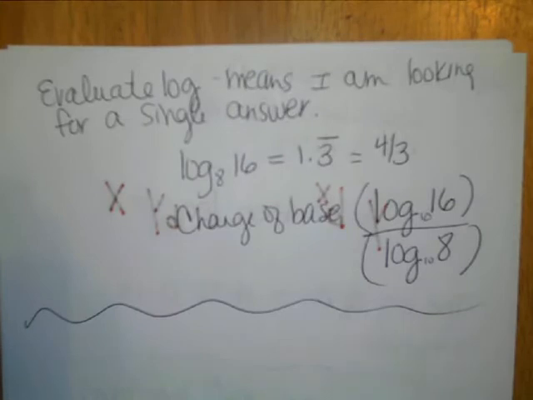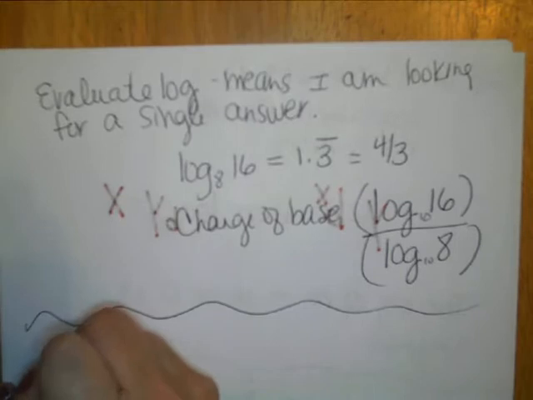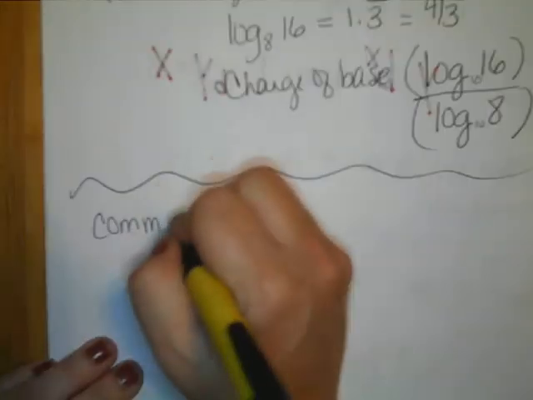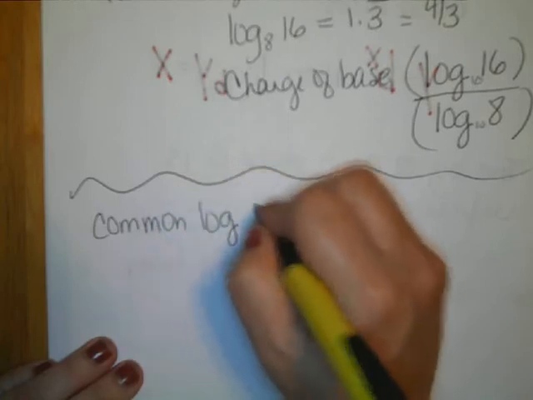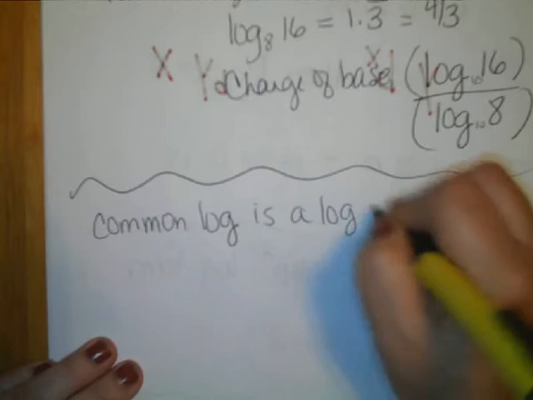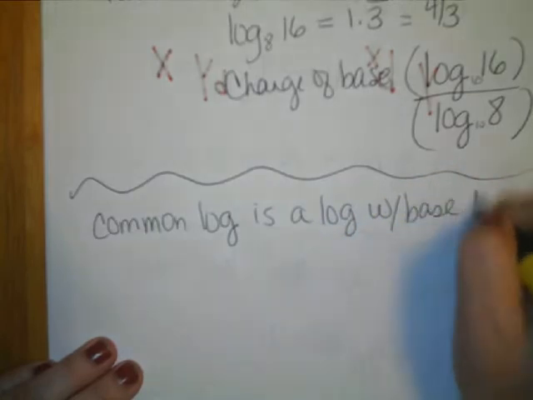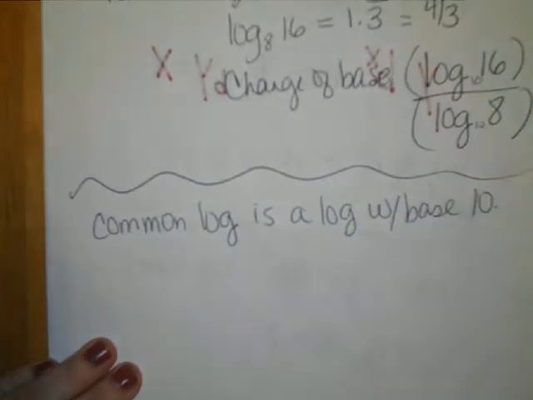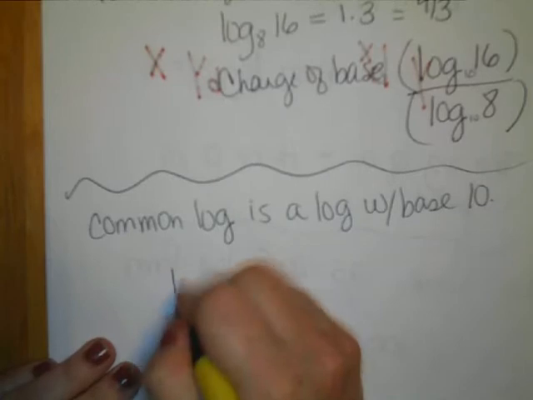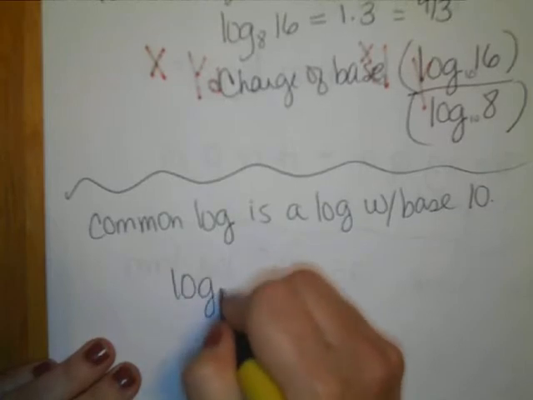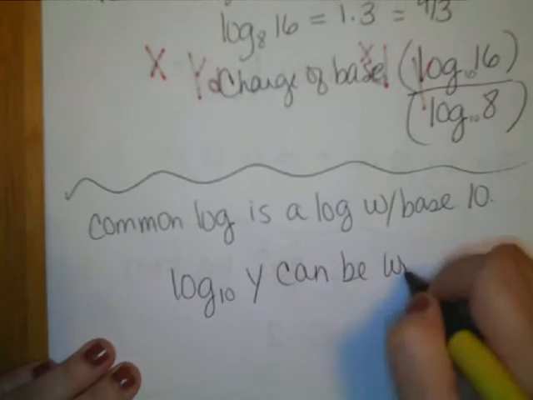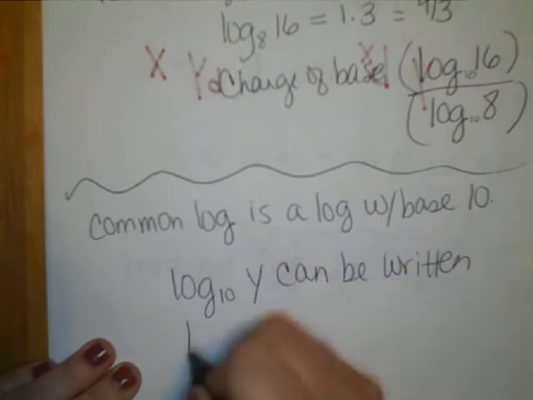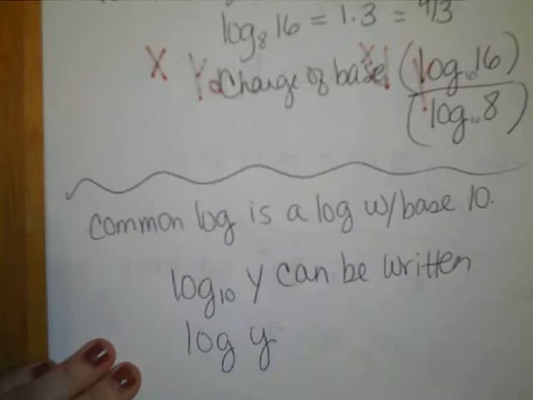When I say I have a common log, this is a log with base 10. We like to work in base 10 because that's how our calculator does it. So log with base 10 can be written, like I showed you above, as just log of y, because we don't have to write base 10, it's understood.